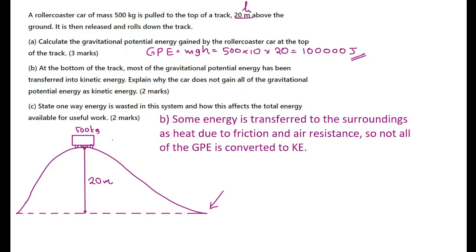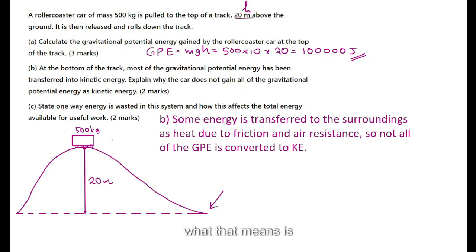Part C. State one way energy is wasted in this system and how this affects the total energy available for useful work. Now we kind of discussed this already in part B. Energy is wasted as thermal energy because of the friction between the wheels and the track.